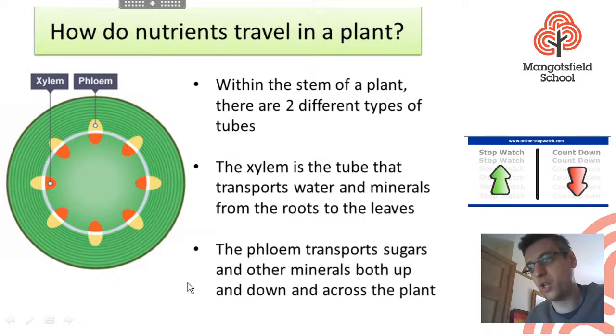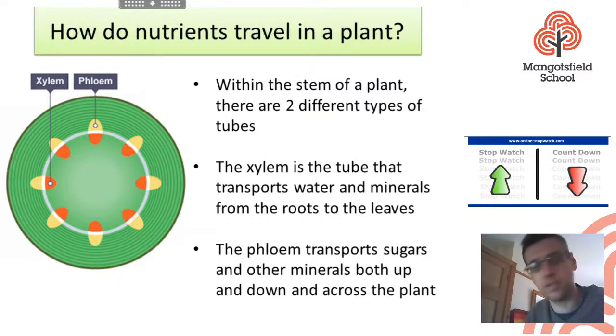Okay, then the phloem does a slightly different job. It transports sugar and other minerals up and down and across the plant because the plant makes food for itself. We are lucky enough to make use of that as well, but the plant makes food for itself. So that food, the glucose and some of the oxygen that the plant needs for itself, need to travel to all parts of the plant.